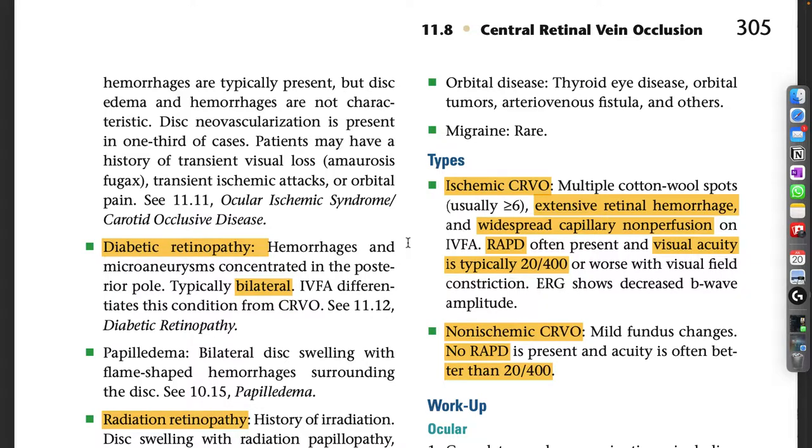Whereas CRAO will be calcium emboli, thrombotic emboli, fat emboli, fibrin platelet plaques. Okay.